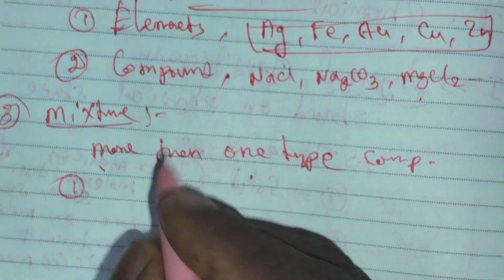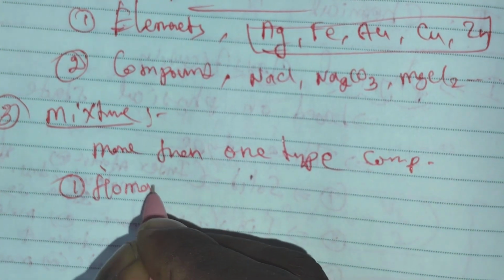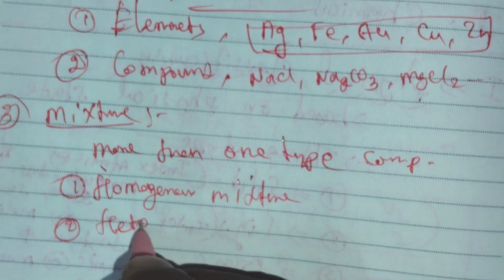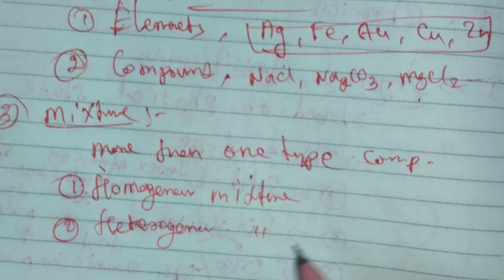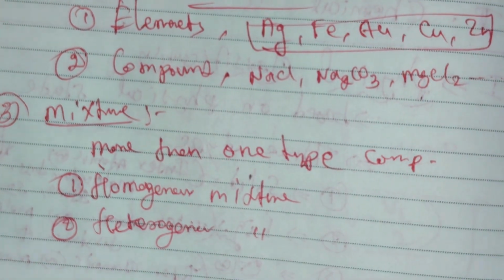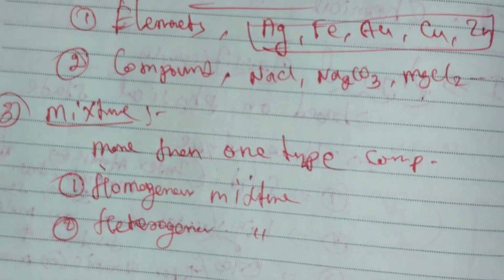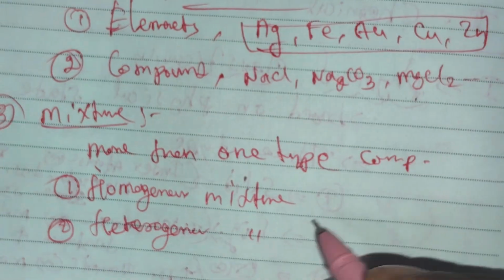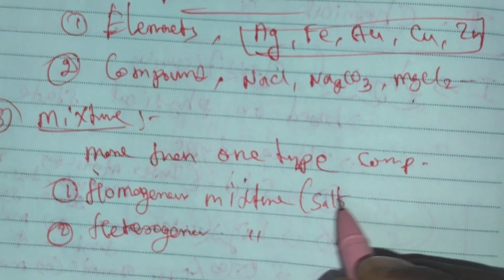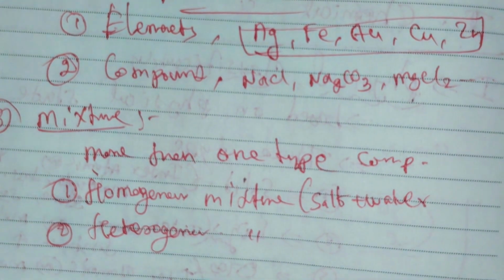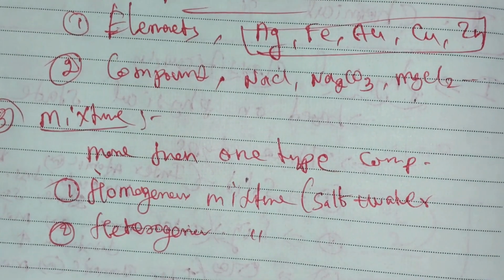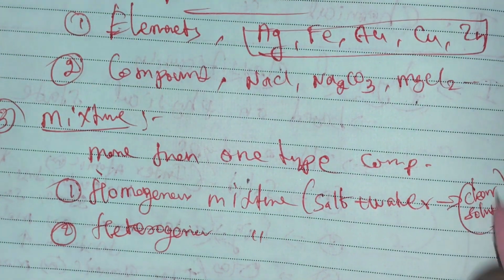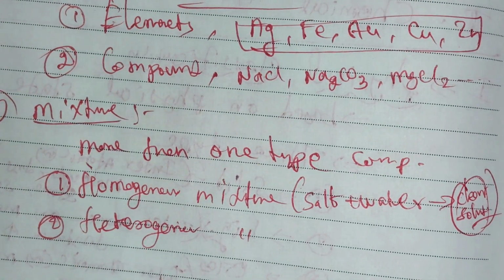This is again classified into two types: one as a homogeneous mixture, and the second category as a heterogeneous mixture. In a homogeneous mixture, both components are miscible with each other, and only then can we get a homogeneous mixture. For example, common table salt plus water gives a homogeneous or clear solution. This solution is a homogeneous mixture.